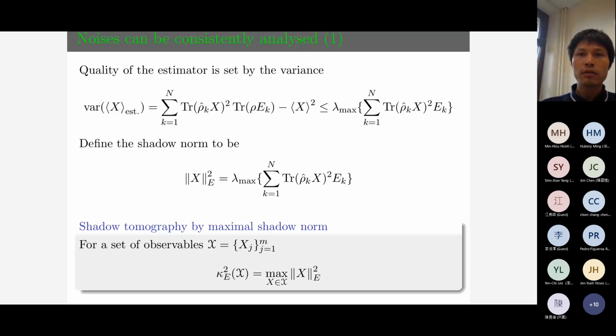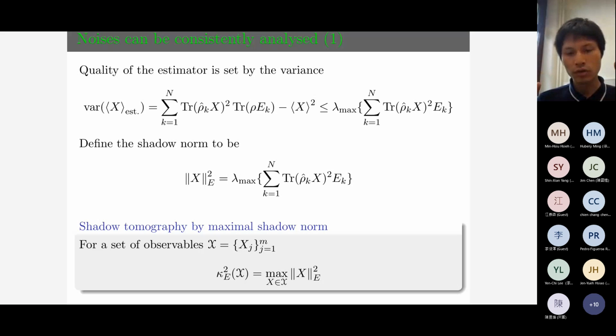Okay, now I move to the next property that I promised, namely analysis of noise. So first, before going to the analysis of noise, we need something to quantify the quality of the shadow tomography or shadow estimator. Suppose we want to estimate a certain observable X. In order to see the quality of this estimation, the important quantity would be the variance of the estimator.